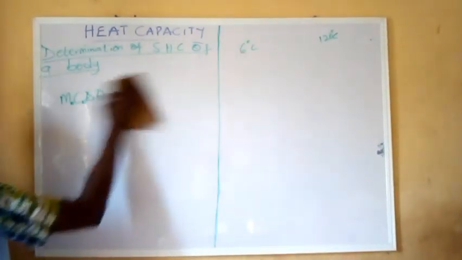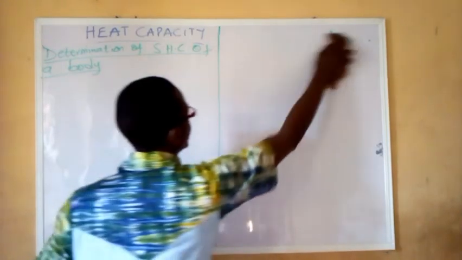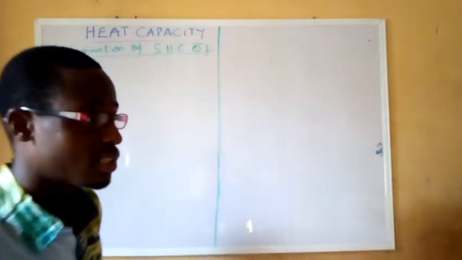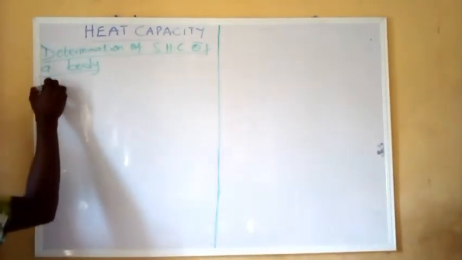There are various methods that can be used to determine specific heat capacity. We have liquid by mixture.